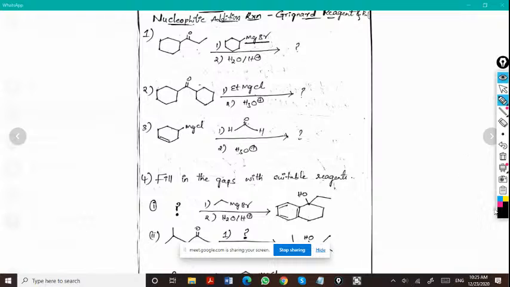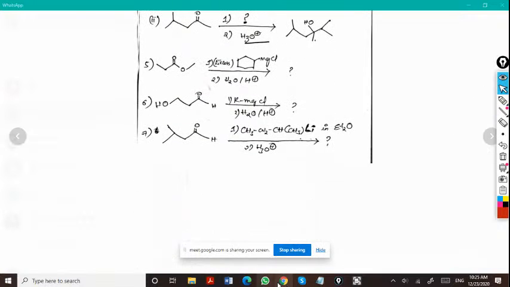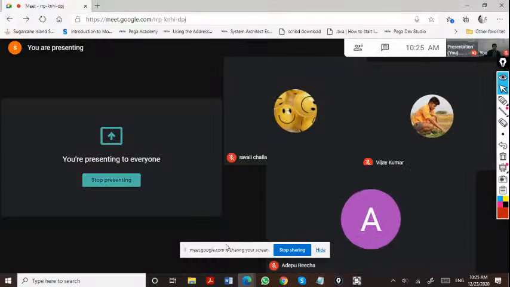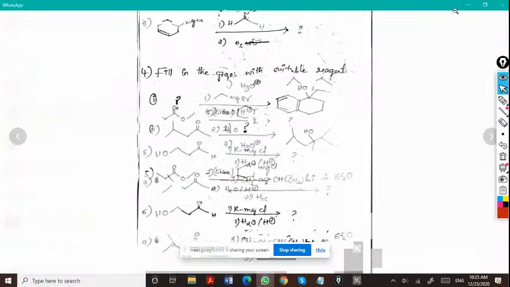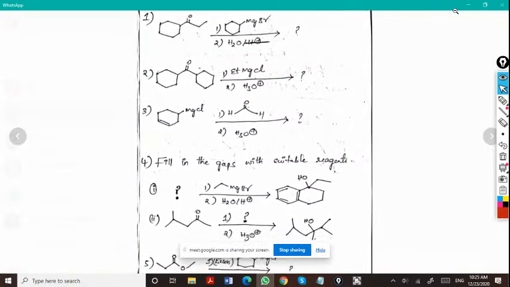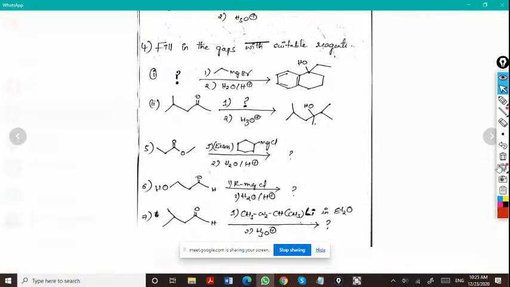So once phenyl magnesium bromide is react. Okay. Okay, just a minute. Am I audible now? Yeah.